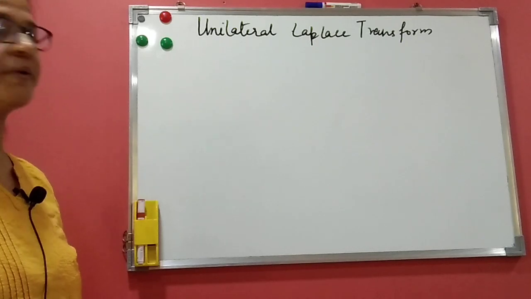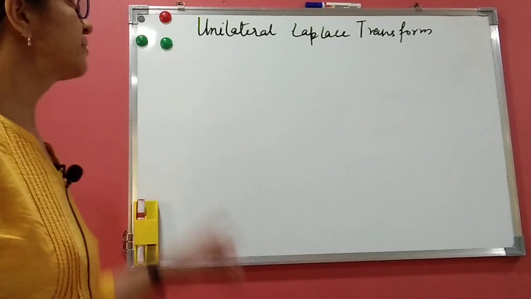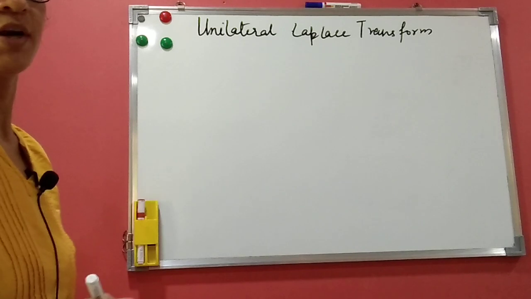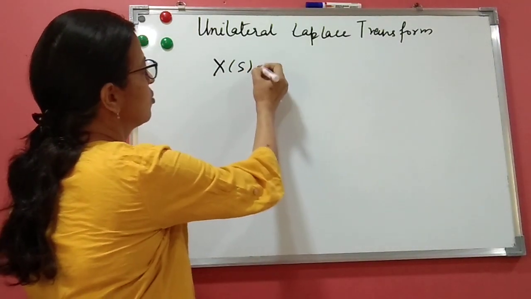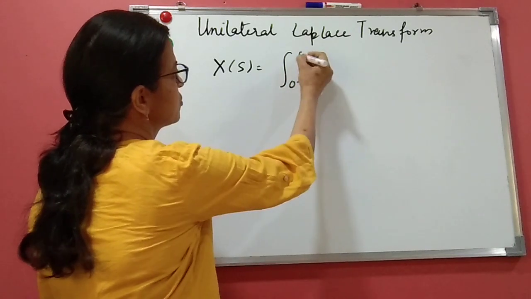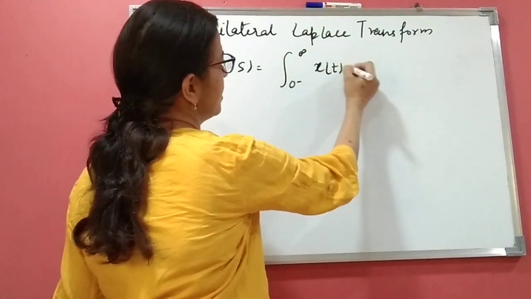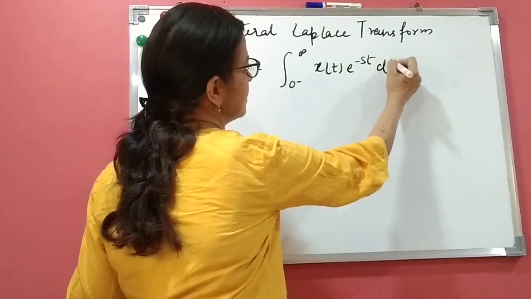Welcome back. Today's topic is unilateral Laplace transform. As the name suggests, unilateral Laplace transform is also called one-sided Laplace transform, and the definition is X(s) equals the integral from 0 minus to infinity of x(t) e raised to minus st dt.